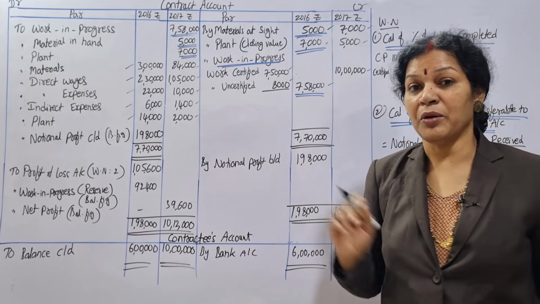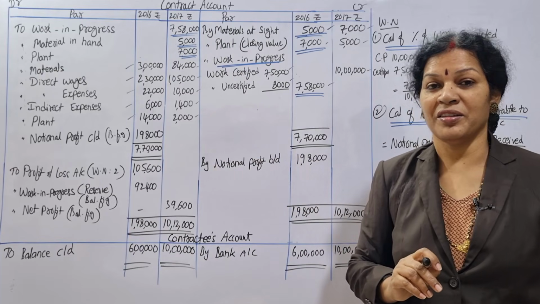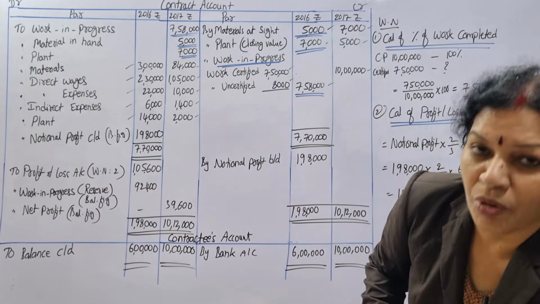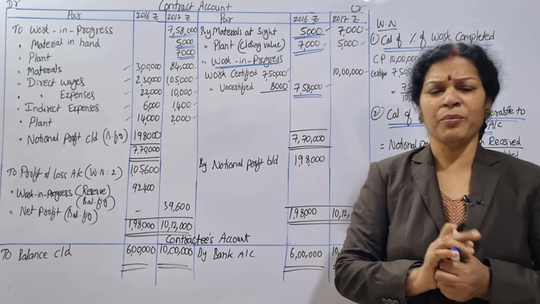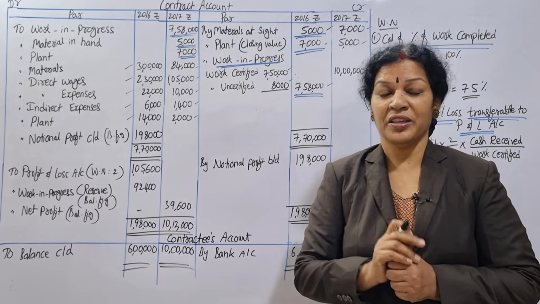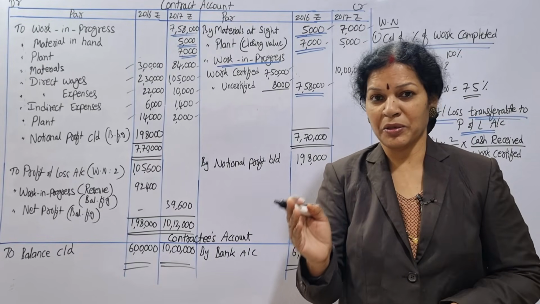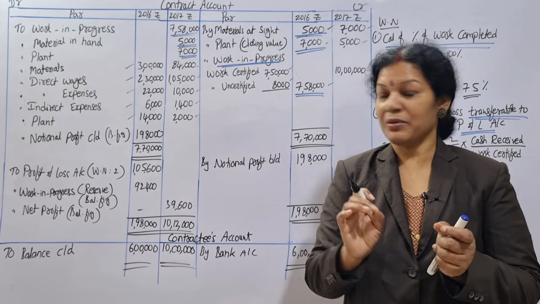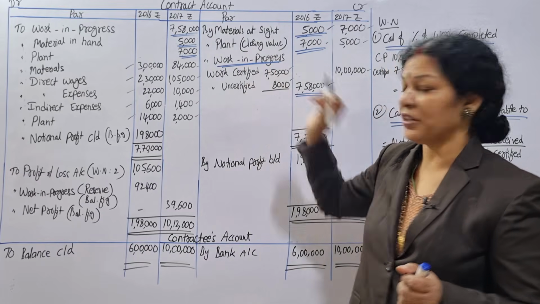Then after that, you have to calculate the profit or loss. So that is this one, profit and loss account. For this, what is needed? Formula is, notional profit into 2/3 or 1/3 into cash received from the contractee and divided by work, what is that? Work certified.